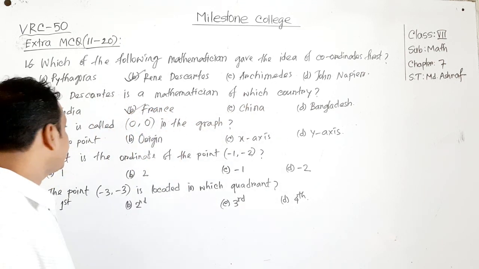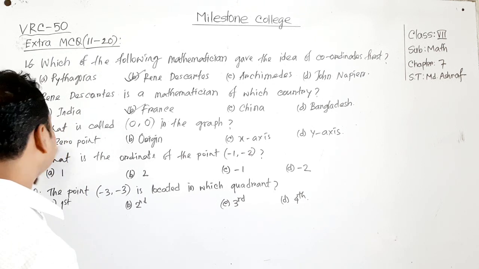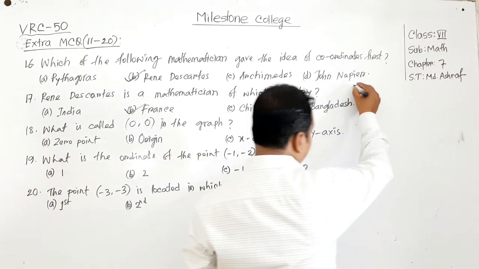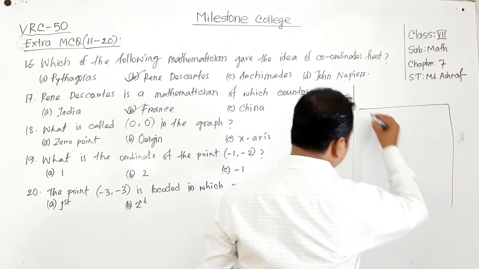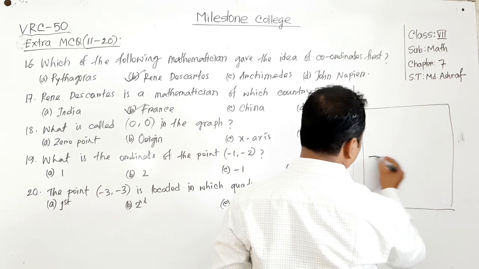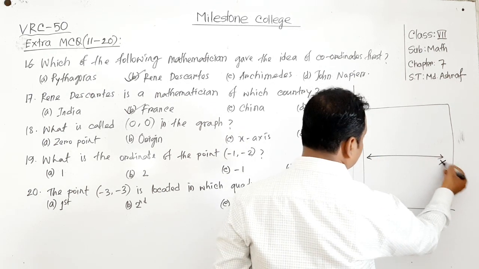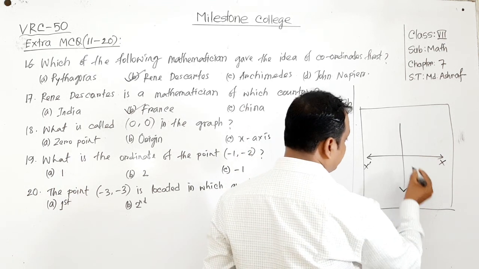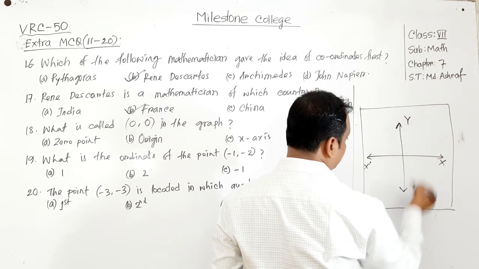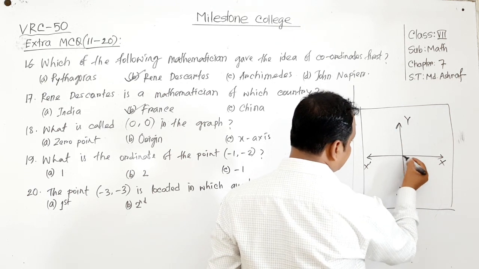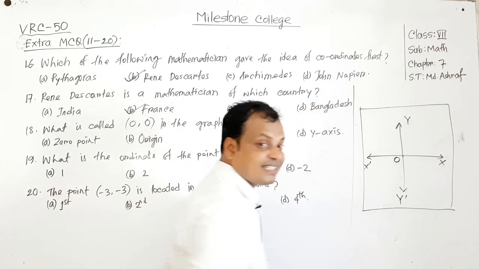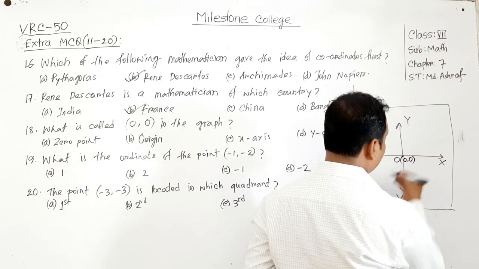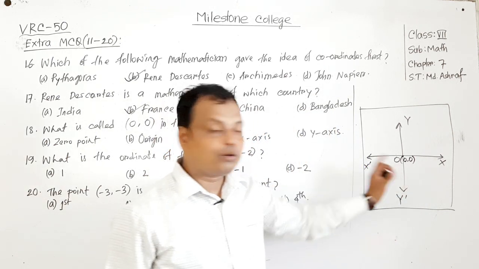Alright. Now do the next one, question 18. What is called (0, 0) in the graph? Look here. Suppose this is a graph paper. Here we will get the x axis and y axis, X prime or x dash, and another perpendicular line we will draw, y prime. Here we get the intersecting point O, where x will be 0 and y will be 0.